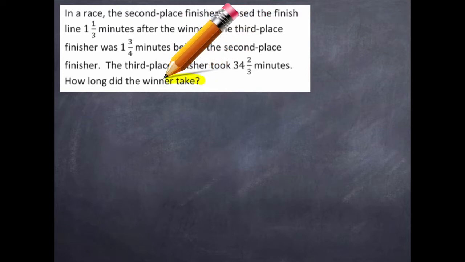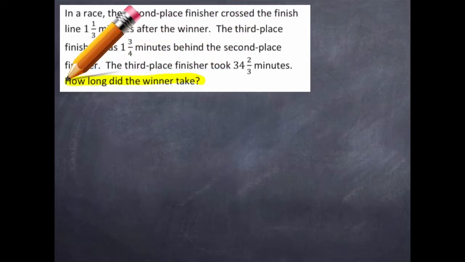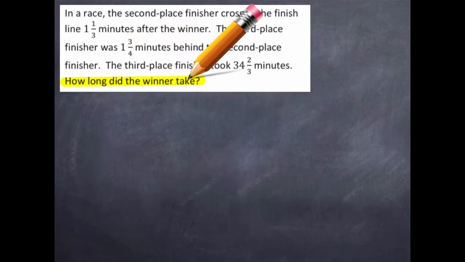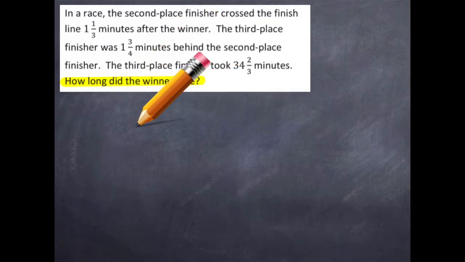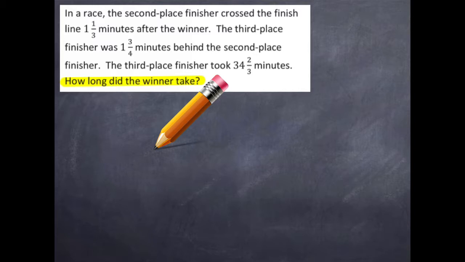All right, awesome. So the question is asking us, how long did the winner take? So that's what we want to know. And if I go through here, it tells me a little bit about the second place finisher. He crossed the line here, the third place finisher here, but it doesn't tell me anything about the winner, right? So that's not really going to help me, so I've got to figure out what it is I need to do. So just like every other problem-solving thing I tackle, I like to start by drawing pictures, okay?